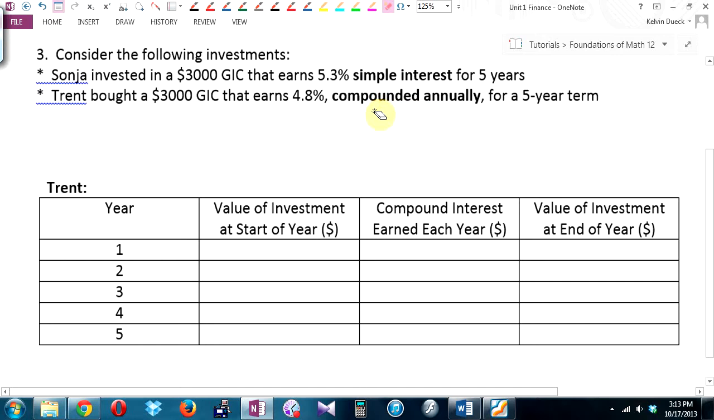So we had a formula that did this all in one step, but this is how we derived it. We started out going year by year by year. What are we starting out with? What's my initial principal in year 1? $3,000. And it's 4.8%. So to find 4.8%, that's going to be 0.048 times $3,000.